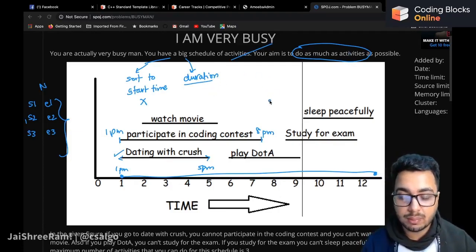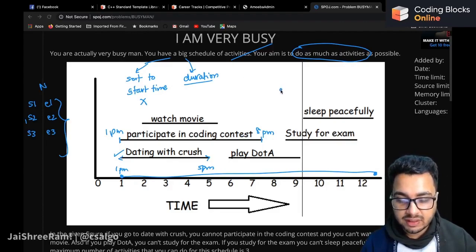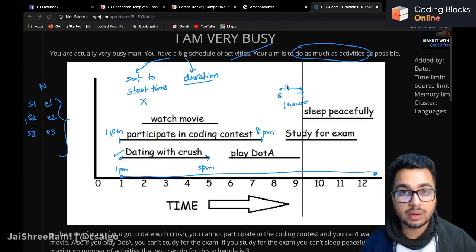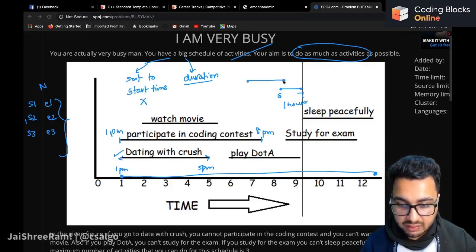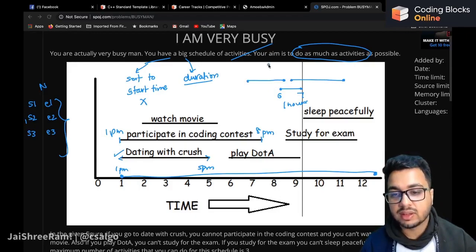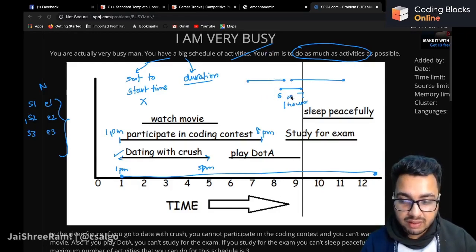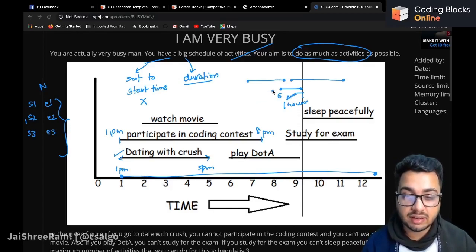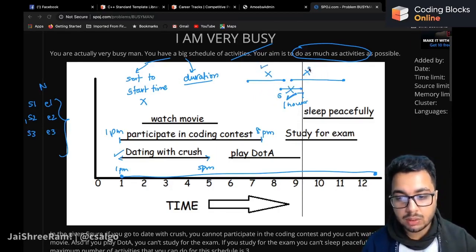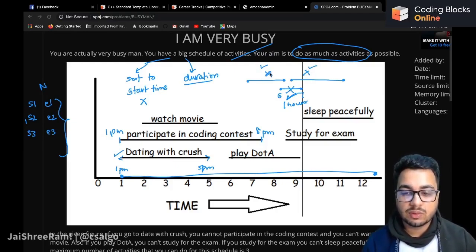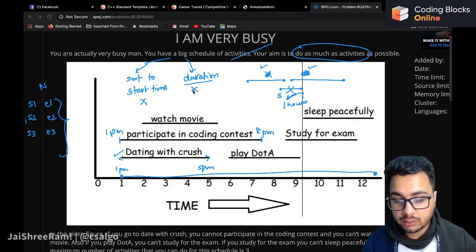Let's take one more example. Say there is an activity from 6 to 7 p.m. that is only 1 hour. So maybe I'm planning to sort according to the duration. But suppose there are two more activities in this graph which are like this. If I pick this activity because it is the shortest, you won't be able to complete these two activities. So obviously this is a wrong solution, because if you skip this activity you will be able to do these two activities. So obviously we cannot sort according to the duration.